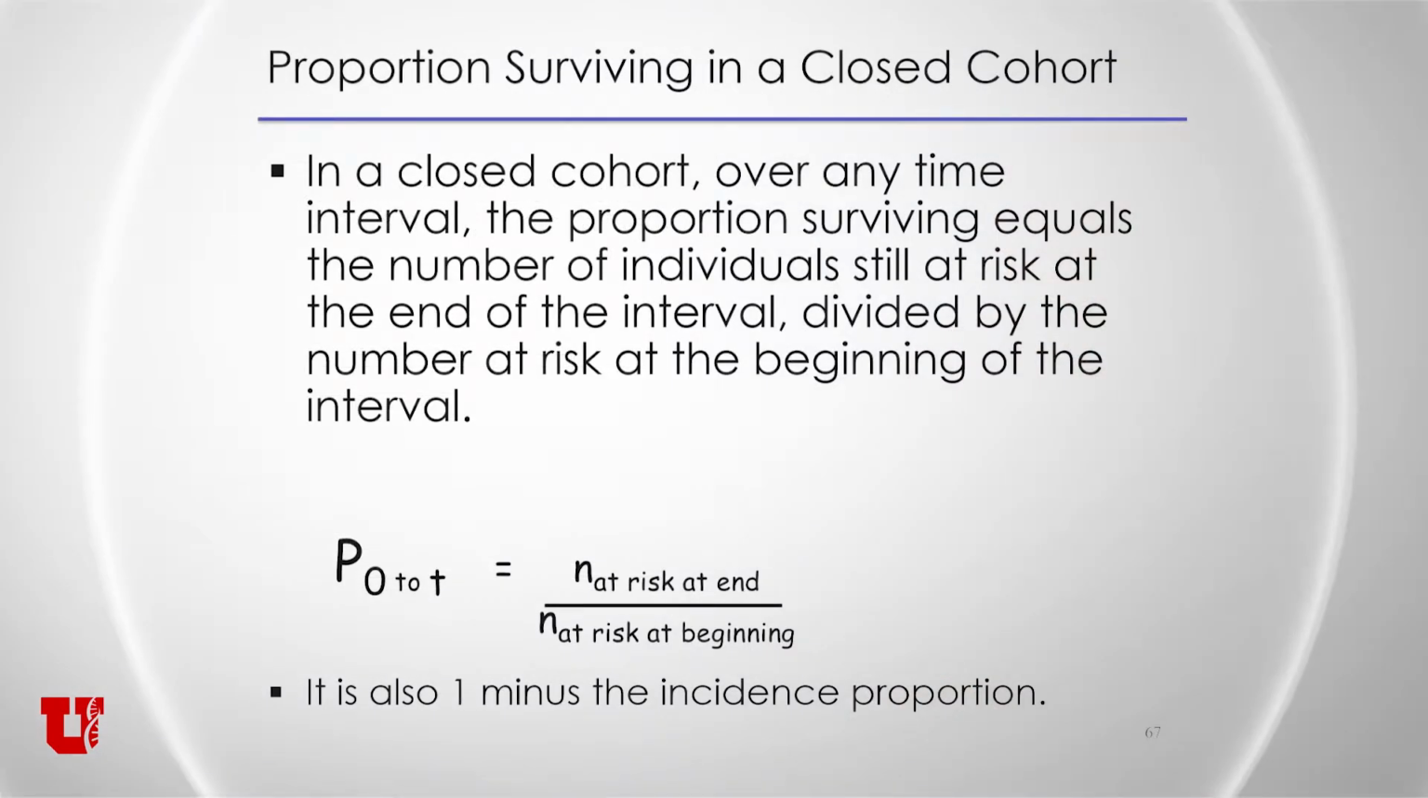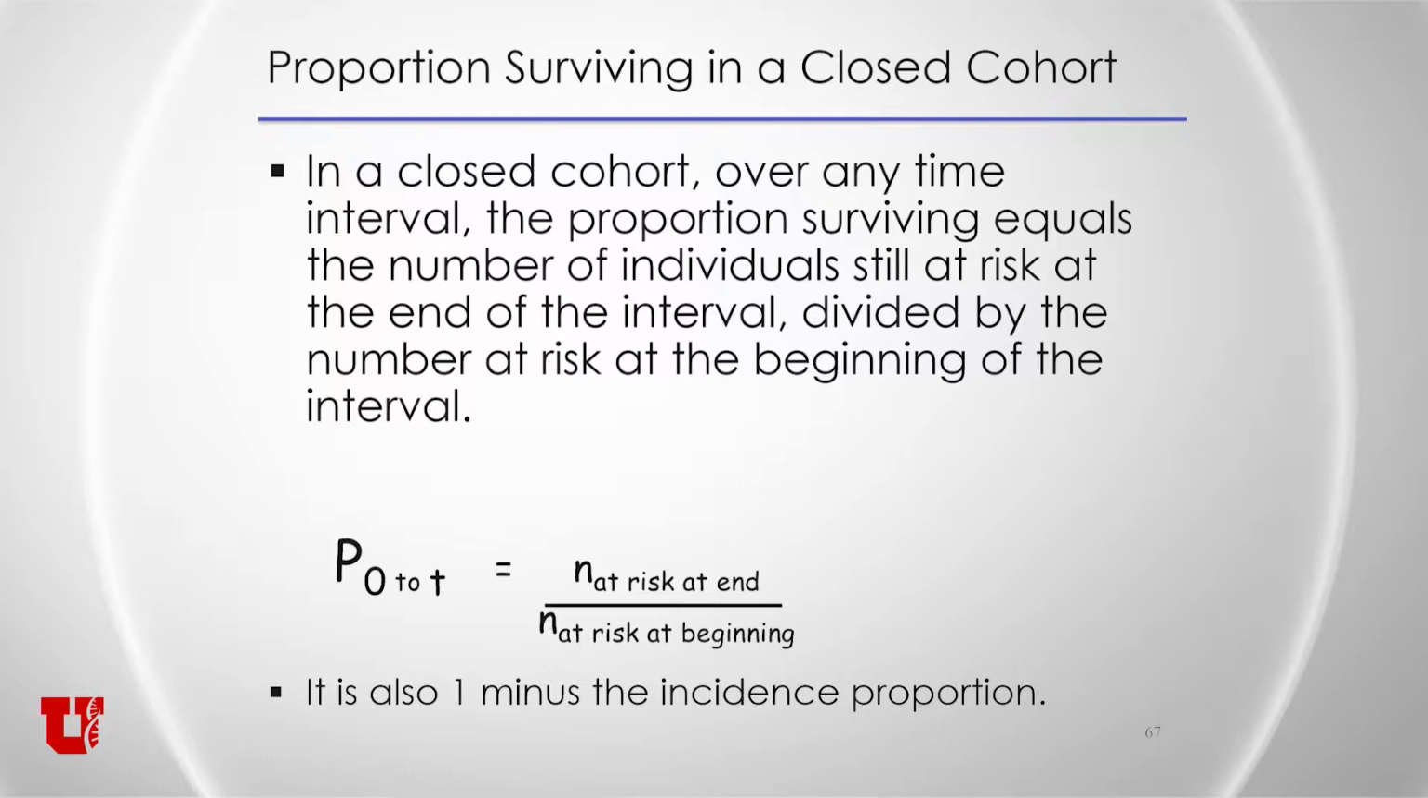In the closed cohort, the proportion surviving equals the number of individuals still at risk at the end of the interval divided by the number at risk at the beginning of the interval. It's also 1 minus the incidence proportion. Again, in a closed population, that is proportion surviving free of the event versus the incidence proportion. So if the event of interest is death, the proportion surviving free of death is equal to 1 minus the incidence proportion of death in the same population.